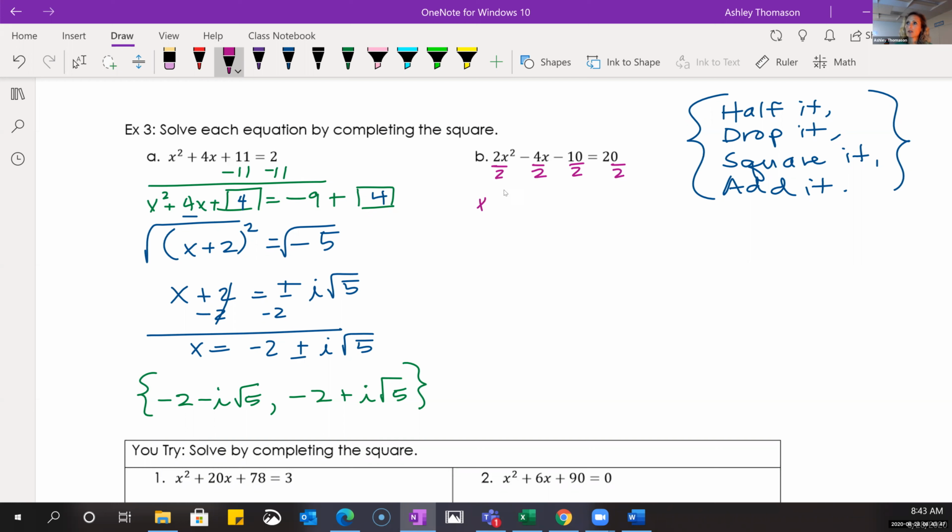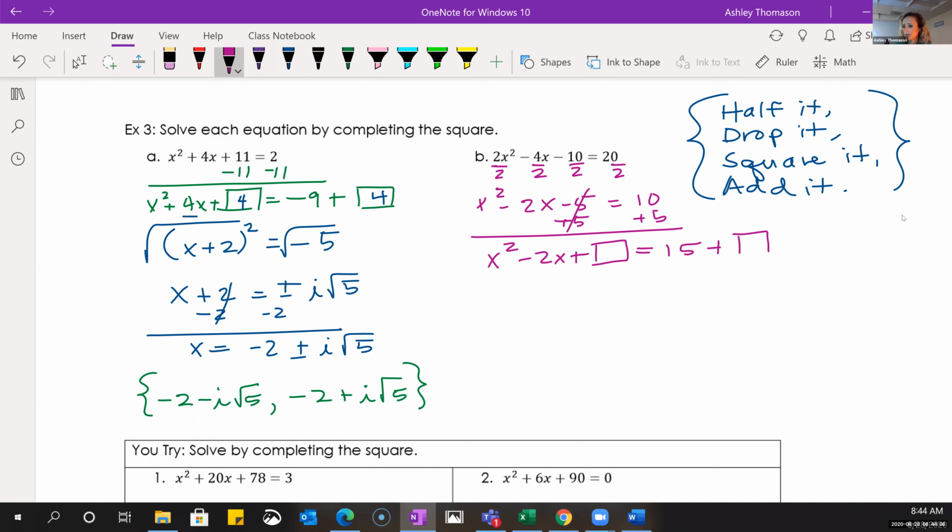So now I have x squared minus 2x minus 5 equals 10. So I need to move this 5 out of the way, so I'm going to add it to the other side. And I have x squared minus 2x plus something equals 15 plus something. Now I'm ready to complete the square. So I'm going to half it, drop it, square it, and add it.